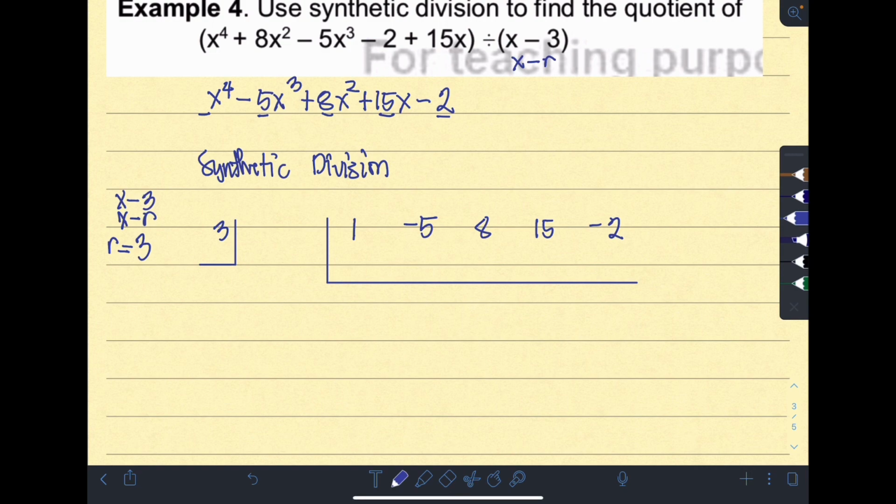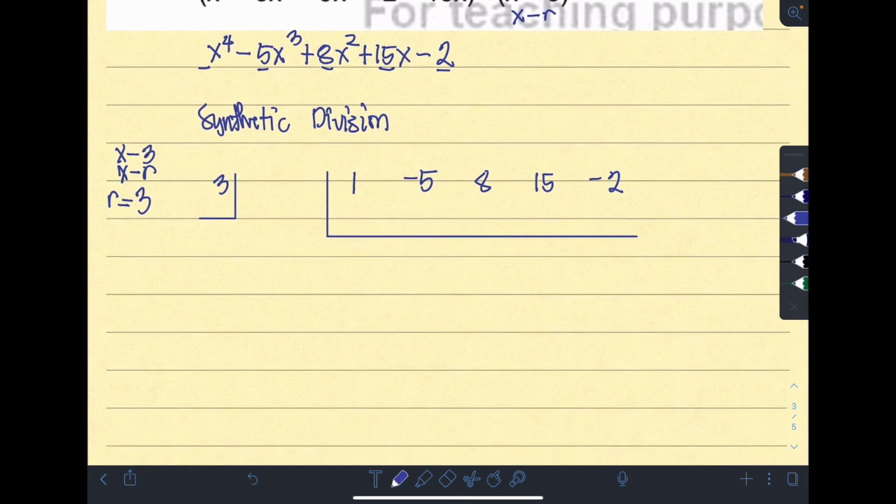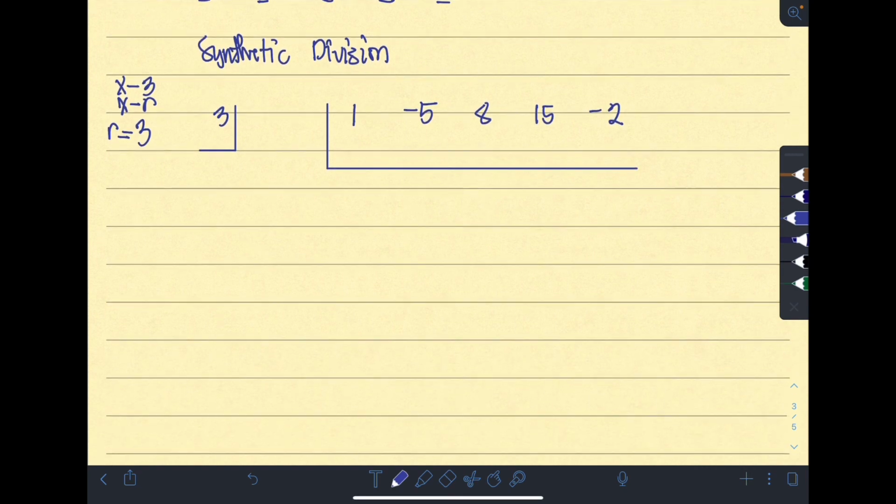Okay, so we now proceed to the operation using synthetic division. So first, we bring down our leading coefficient. Then 1 times 3, that is positive 3. And then we combine these two numbers. In the column, you have -5 plus 3. The result is -2.